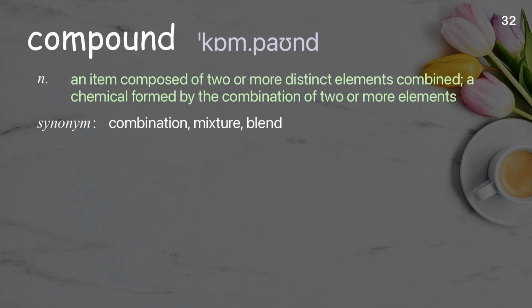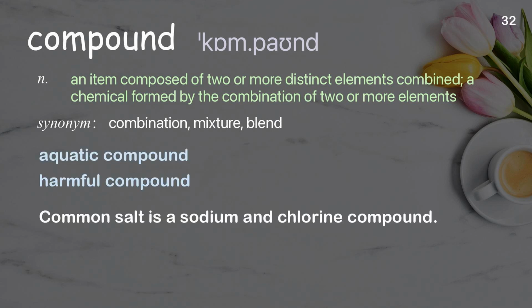Compound. An item composed of two or more distinct elements combined, a chemical formed by the combination of two or more elements. Examples: Aquatic compound, harmful compound. Common salt is a sodium and chlorine compound.